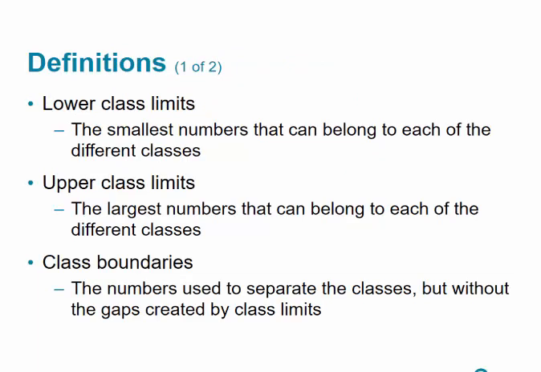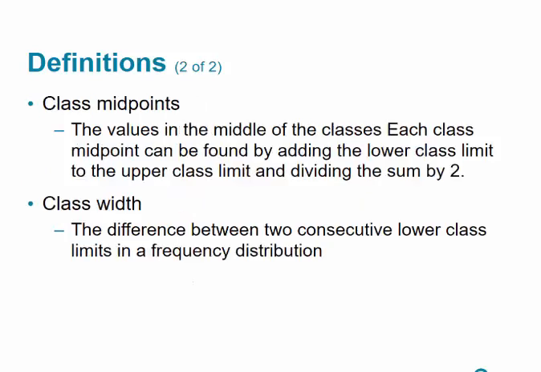One of the first things we're going to do is some definitions. Lower class limits are the smallest numbers that can belong to each of the different classes. Upper class limits are the largest numbers that can belong to each of the classes. Class boundaries are numbers used to separate the classes but without gaps. In the class limits, we have gaps, and you'll see that when I go to Excel and also when I go through this PowerPoint. When we have the class boundaries, we don't have any gaps, and we always want it without any gaps.